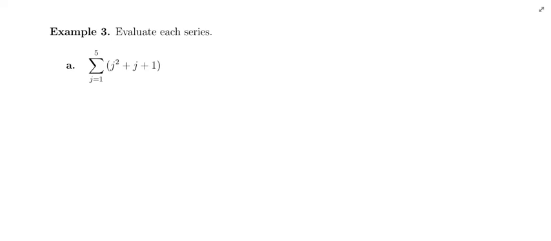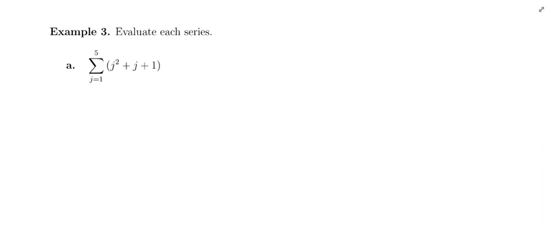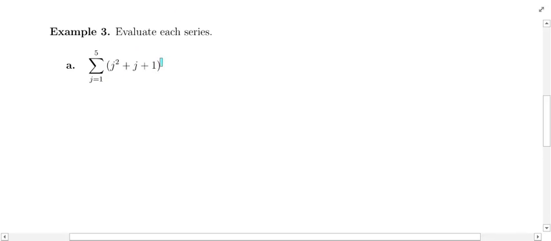Example 3. Evaluate each series. Let's take a look at the series in example A. As soon as you see this, the sigma notation should signal to you that you need to add all the terms up. The terms of this sequence are going to come from this expression, j squared plus j plus 1. So that means j should be the index of summation.